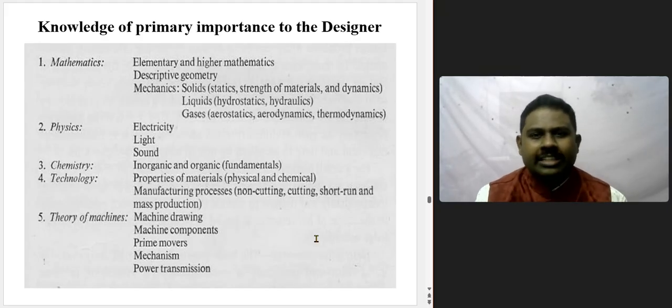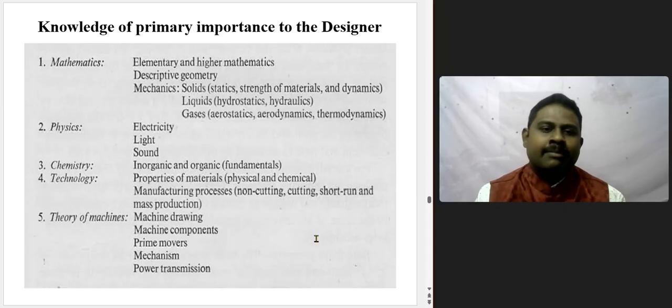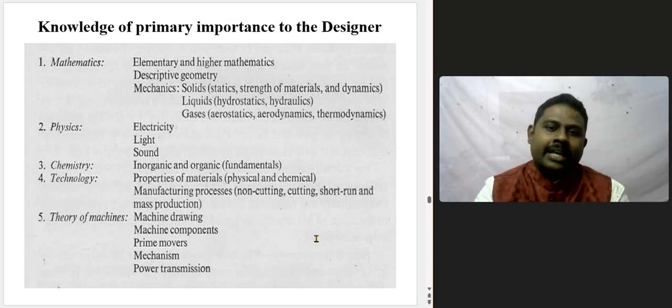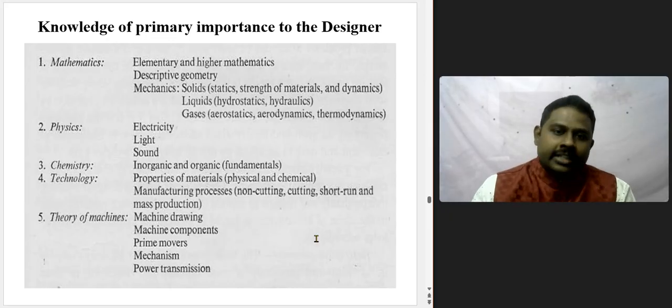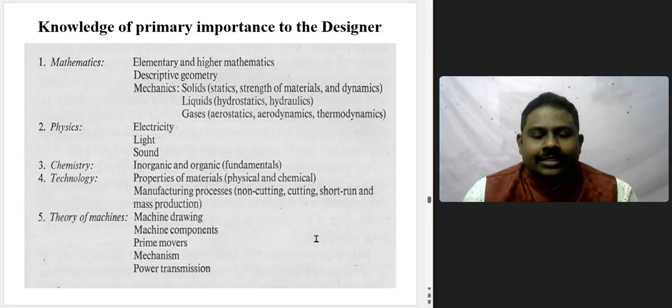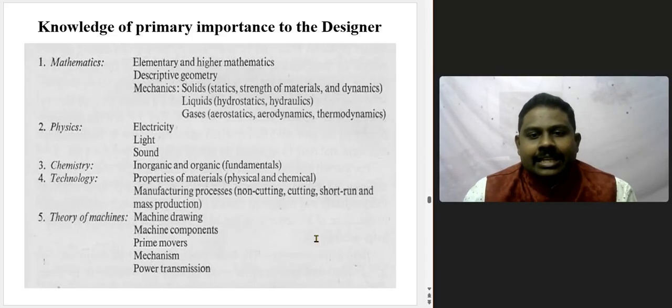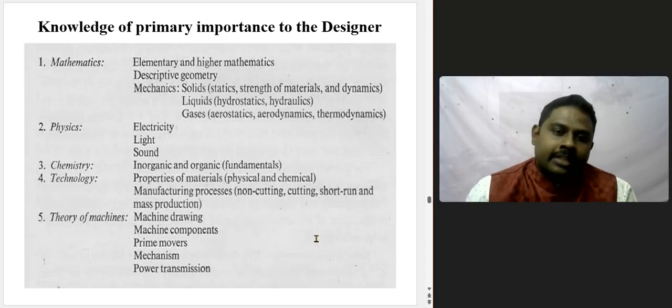Now, knowledge important for a designer is mathematics. Already I spoke about this: mathematics, physics, chemistry, technology and theory of measure. So these are the basic things. In mathematics, what is important? Elementary and high level mathematics is very important. Descriptive geometry, drawing and so on. In mechanics, they should be very clear in solids: statics, strength of materials and dynamics. In liquids, hydrostatics and hydraulics. In gases, it is aerostatics, aerodynamics and thermodynamics.